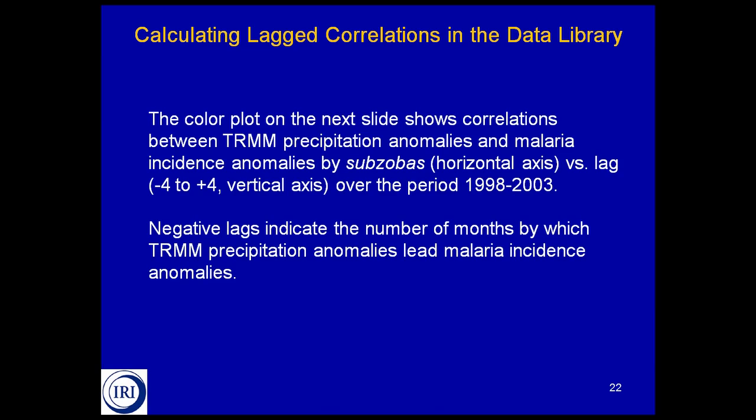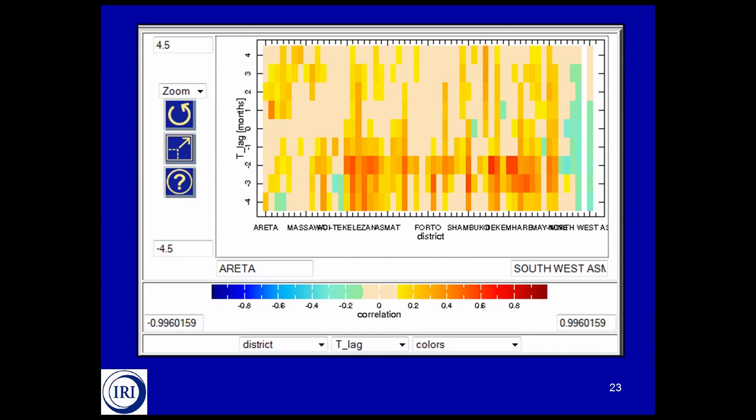And negative lags indicate the number of months by which TRMM precipitation anomalies lead malaria incidence anomalies. So when precipitation comes before the malaria incidence. And so you can see these on this plot. You can see the names of the subzobas or districts in Eritrea along the horizontal axis. You don't see all of the names just because there's a lack of space here. And then you see the lags in terms of months from -4 to +4 along the vertical axis.